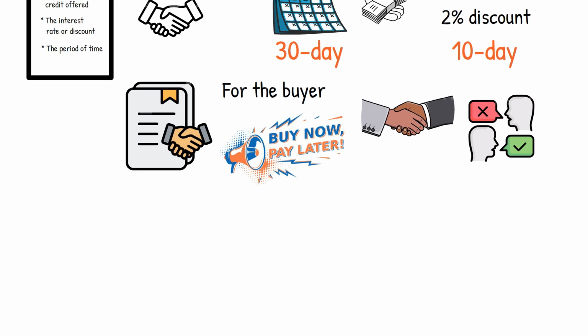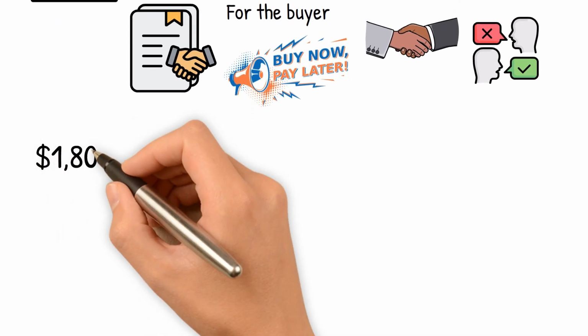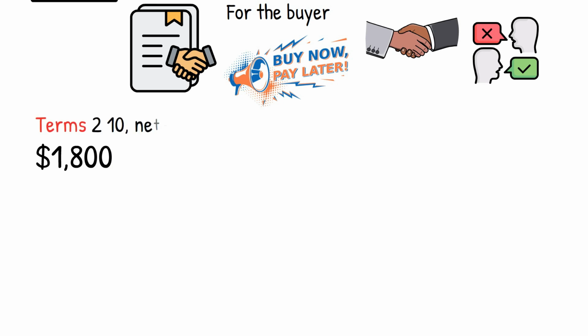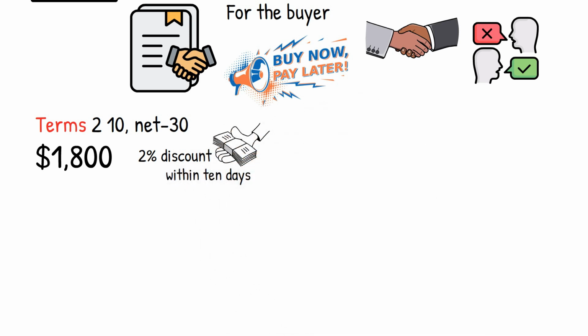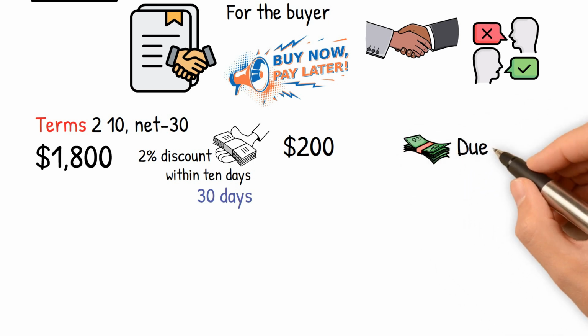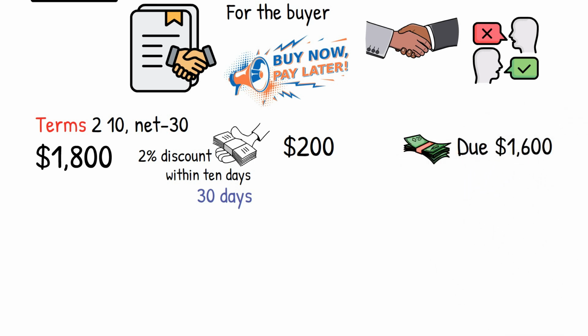For example, the purchase of $1,800 worth of goods with terms 2/10, net 30, means that the company is eligible for a 2% discount if it pays within 10 days, otherwise, the total amount is due within 30 days. Let's say the company returned $200 worth of merchandise. So, the net amount due is $1,600.